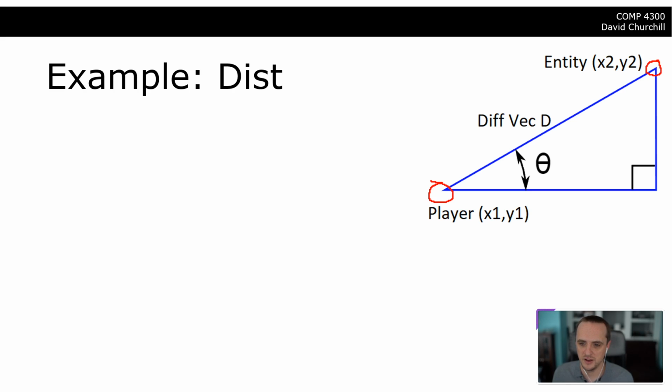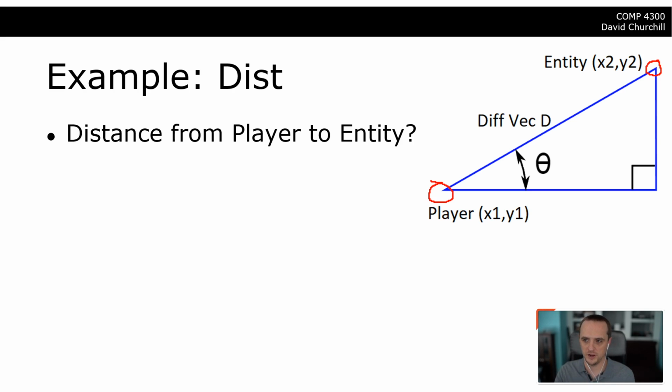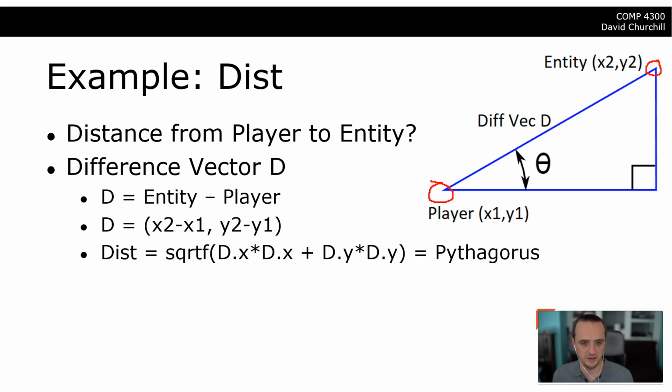And we have some diff vector D, right? So let's say we want to get the distance from the player to the entity. So if we want the distance from the player to the entity, we're going to get this difference vector D. And remember, we subtract the origin from the destination. So distance from player to entity, we take entity and we subtract player. Now what we get is essentially, over here, x2 minus x1, y2 minus y1, right? So that's our vector D, our distance vector from the player to the entity.